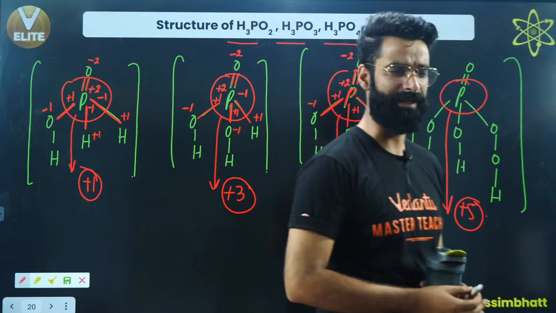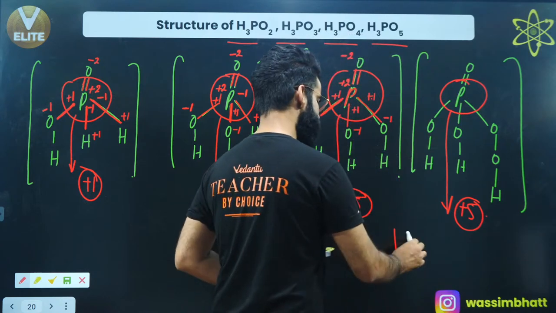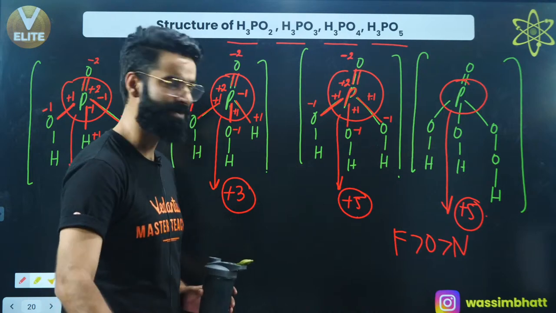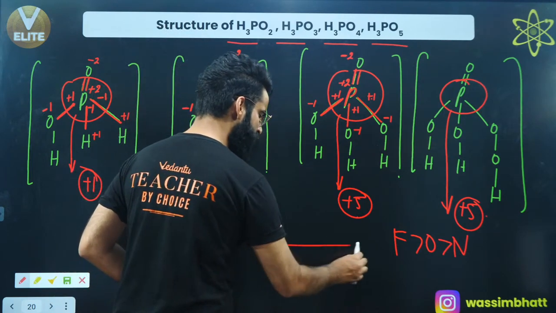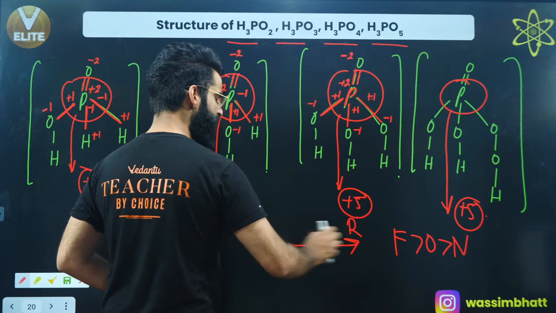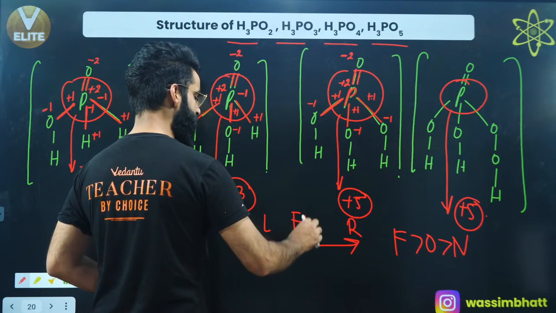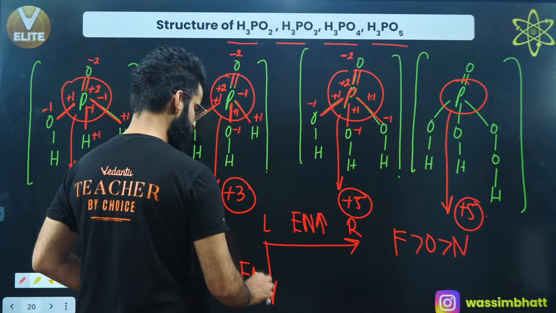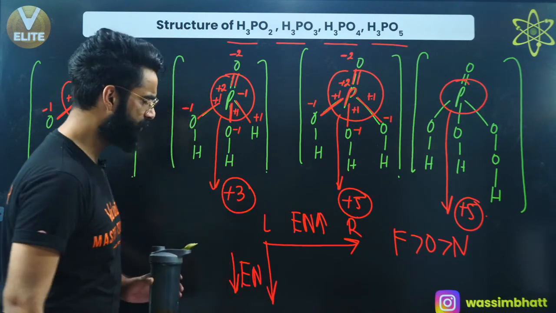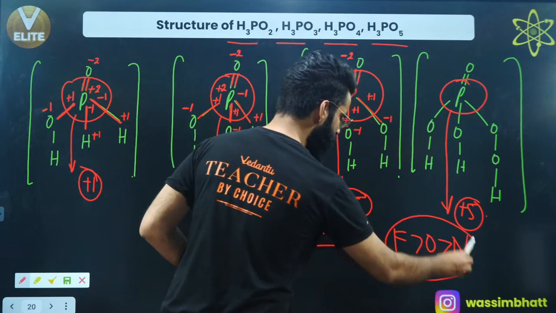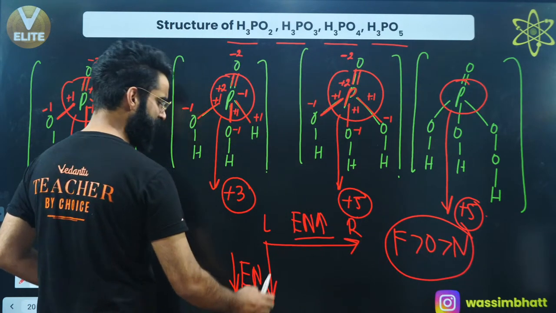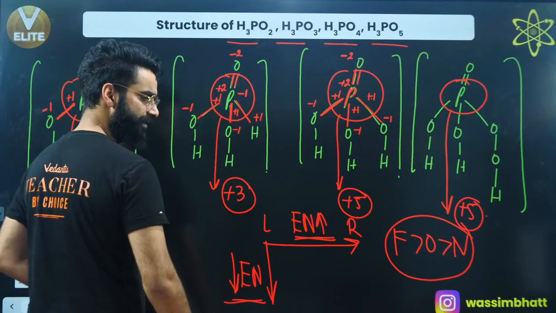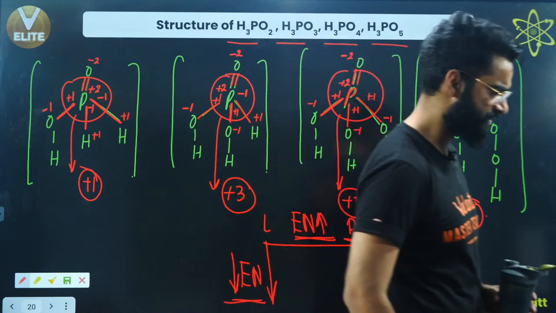Ashika, you just need to remember one thing. Fluorine is more electronegative than oxygen. Oxygen is more electronegative than nitrogen. This is something which you must be remembering. And at the same time, on moving from left to right in the periodic table, electronegativity increases. On moving from top to bottom in the periodic table, electronegativity decreases. Just remember these two things, right? Do remember this order, and at the same time, do remember this order as well. Generally, on moving from left to right, electronegativity increases. On moving from top to bottom, electronegativity decreases generally. Just remember these two steps, you're done, right?